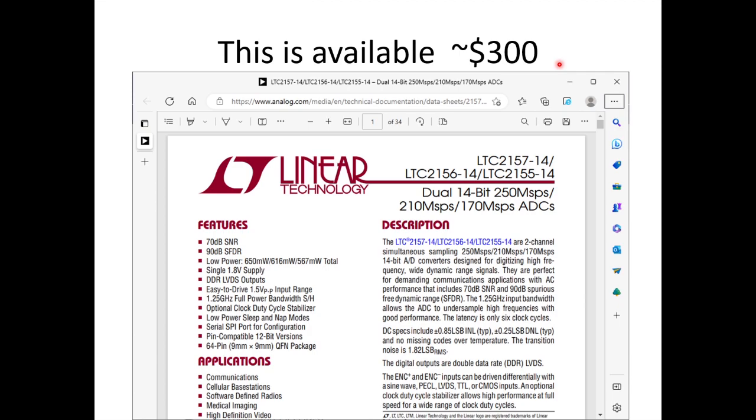I couldn't find anybody that makes a 14-bit sampling scope. I didn't look too hard, so if somebody finds one that can do at least 60 million samples per second, that might be an alternative, as long as it's inexpensive.